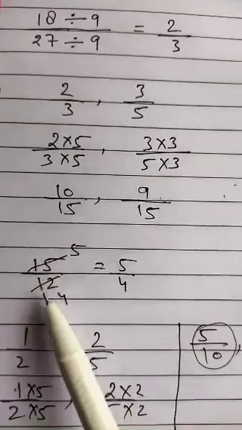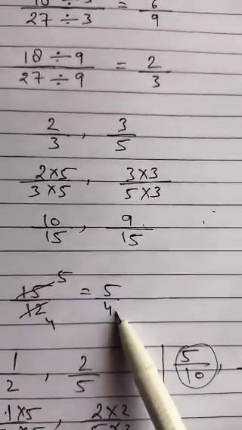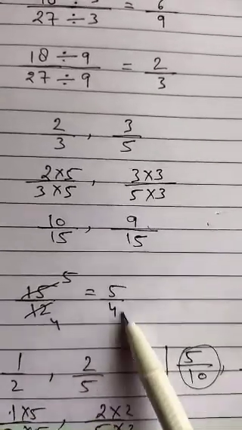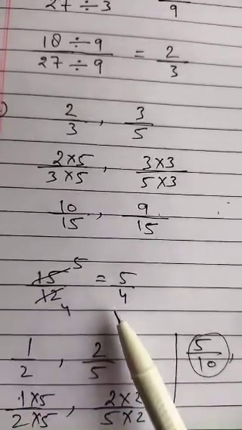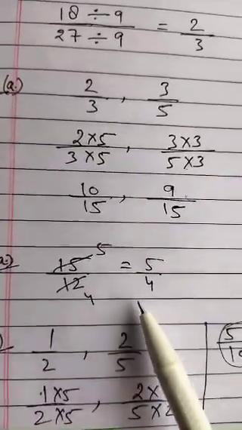This can be reduced by 3. 3 5s are 15 and 3 4s are 12. So 5 upon 4 is coming, which is not same as the first fraction. So you will write here no, it is not equivalent.